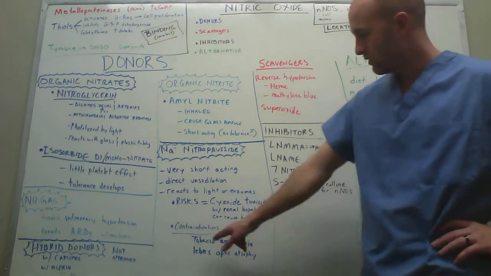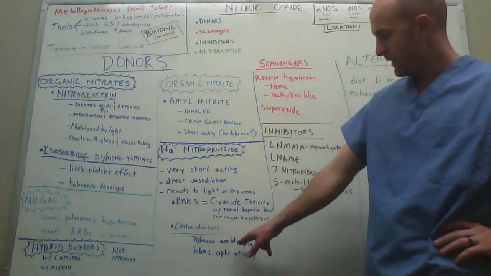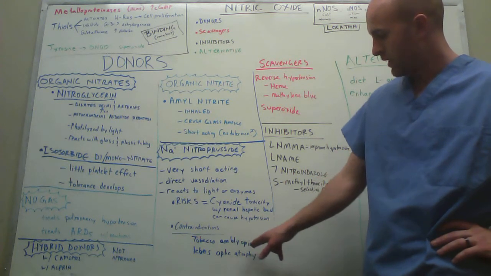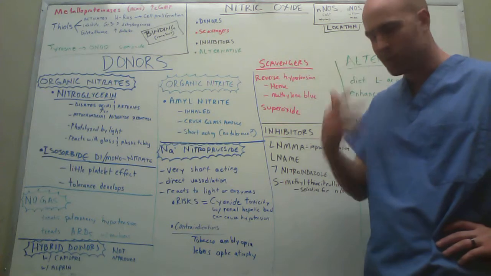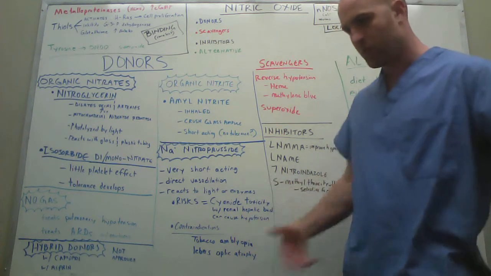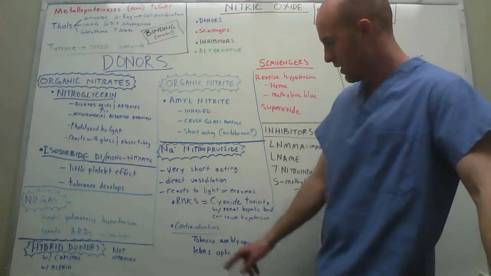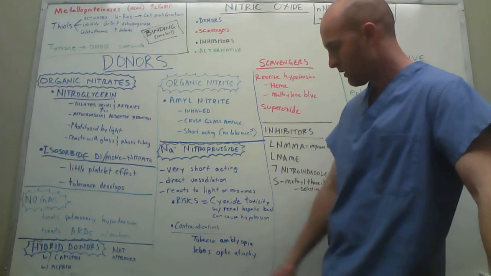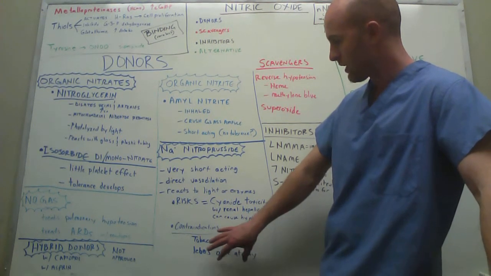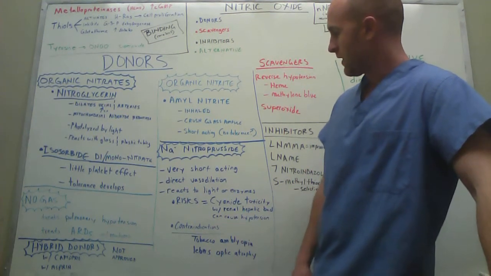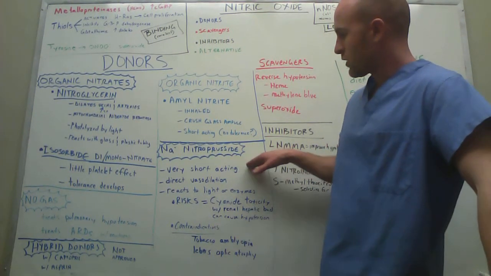So if somebody has tobacco amblyopia, I guess that's something you have to do with the cyanide and cigarette smoke affecting their eyes. Maybe they can't process it properly or something. Or if they have Leber's optic atrophy, which I think also has to do with cyanide, I'm not really sure. But anyway, it's contraindicated in those people because if they take it, they can die. That's a big deal.